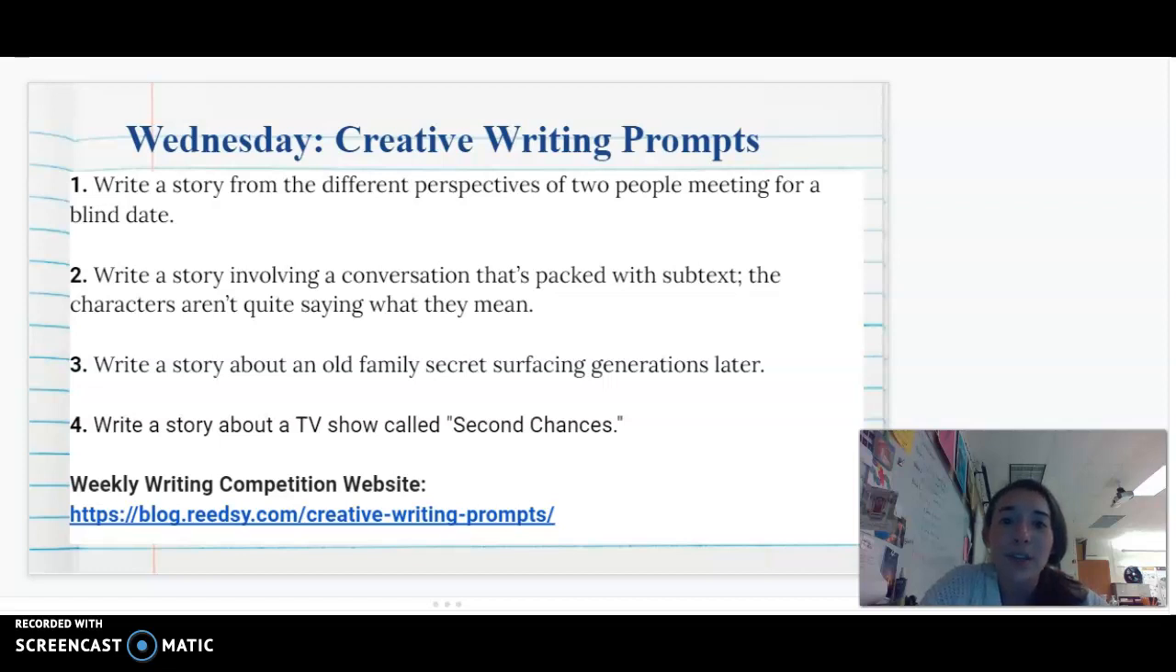Write a story from the different perspectives of two people meeting for a blind date. Write a story involving a conversation that's packed with subtext. The characters aren't quite saying what they mean. Write a story about an old family secret surfacing generations later. Or write a story about a TV show called Second Chances. So those are our different writing prompts for this week.